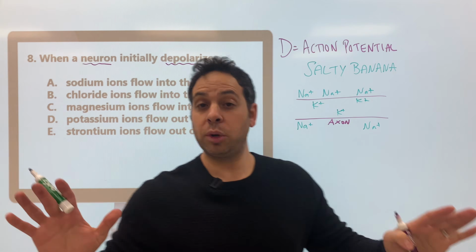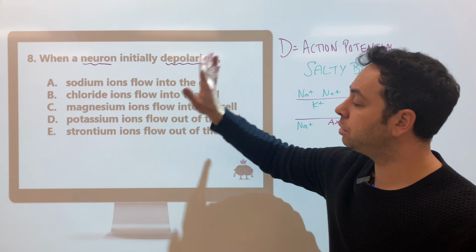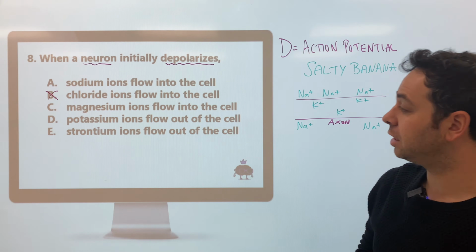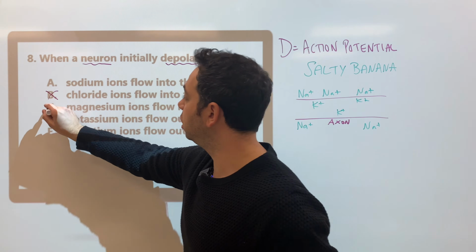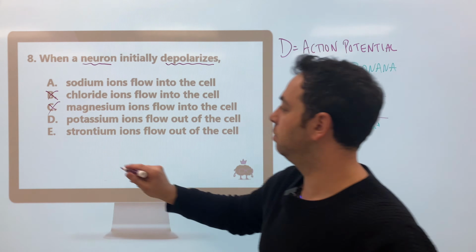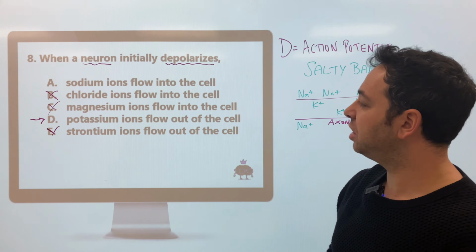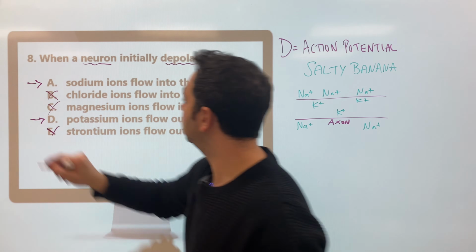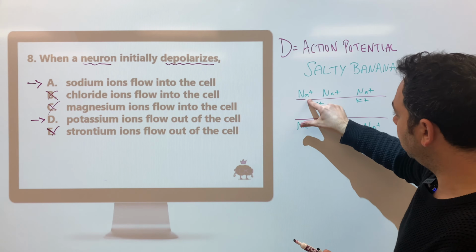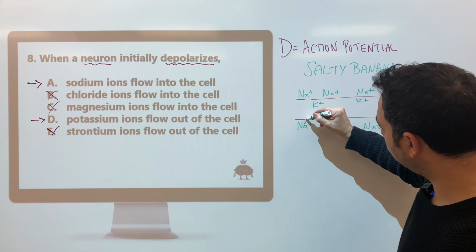So if it doesn't deal with potassium and sodium, that can't be the right answer. So sodium, we'll keep that as sodium. Chloride? Nope. It doesn't deal with sodium or potassium. Magnesium? Nope. Not a salty banana. Potassium we'll keep. Strontium? Nope. Can't be that. Which leads us to potassium ions flow out of the cell, or sodium ions flow into the cell. What happens when a neuron fires? What's going to happen is little channels are going to open up, and all of these sodium ions are going to rush in.